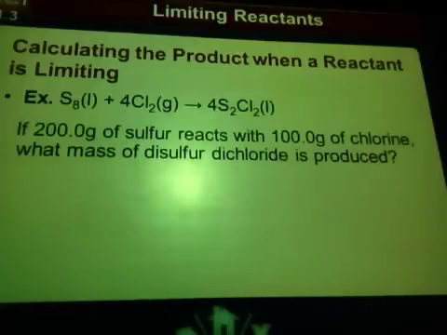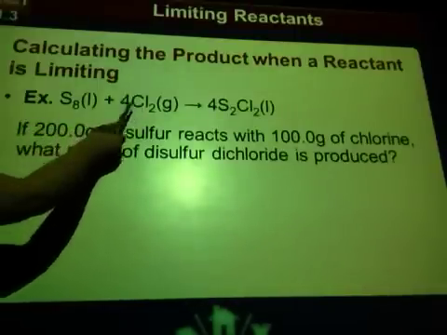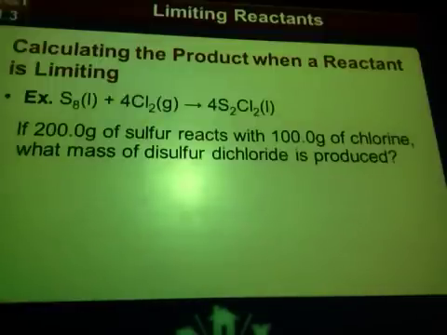Okay, let's say 200 grams of sulfur reacts with 100 grams of chlorine. I want to know what the mass of disulfur dichloride will be if I'm producing that. So remember that the mass of disulfur dichloride is going to be dependent on which one is my limiting reactant. So it could be this one or it could be this one. I don't know. I'm going to have to figure out first what my limiting reactant is, because the mass of disulfur dichloride will be dependent on one of these things. So I have to figure that out first.